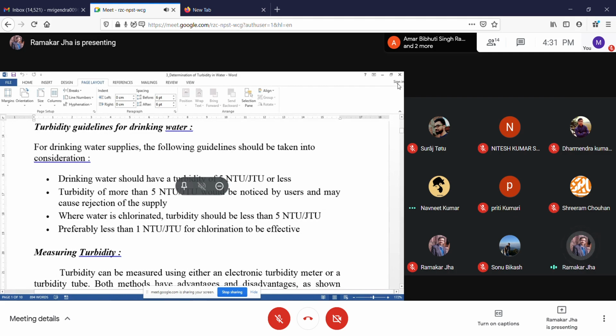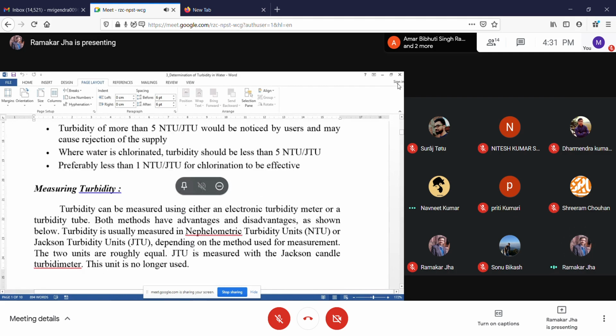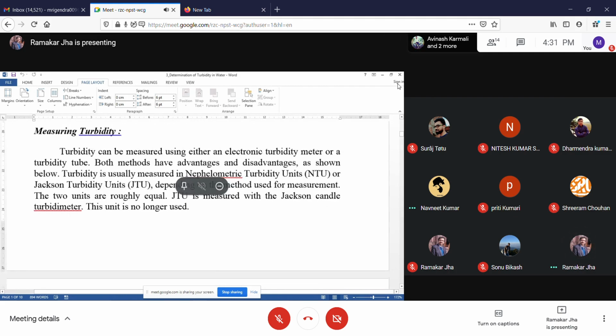So now measuring turbidity, how will we measure it? We have so many instruments, turbidity meter, right? We have electronic instruments. So turbidity can be measured using either an electronic turbidity meter or a turbidity tube. In tube में क्या करते हैं? Test tube होते हैं, उसमें we put the samples and we place it. So both methods have advantage and disadvantage as shown below.